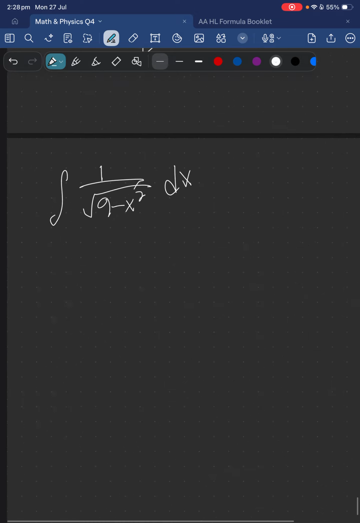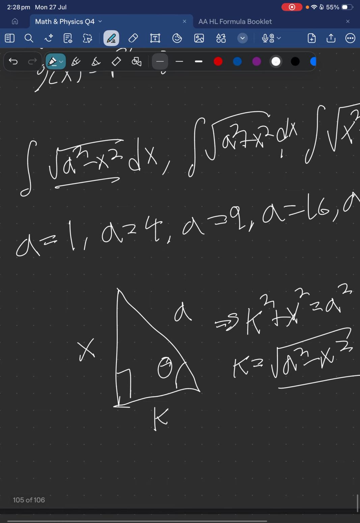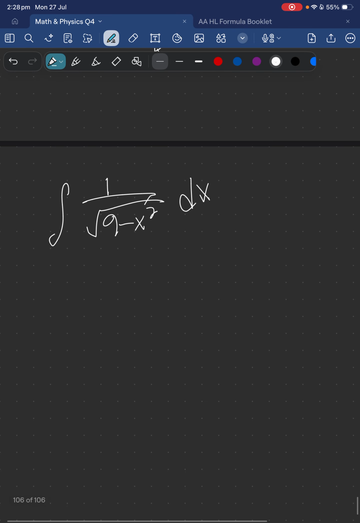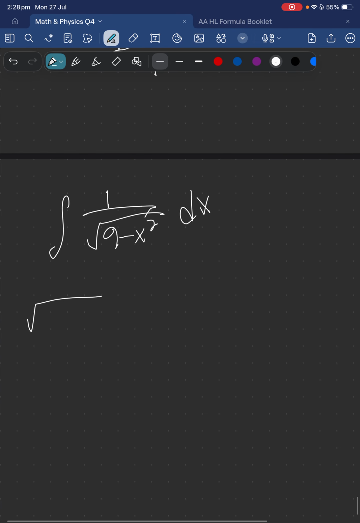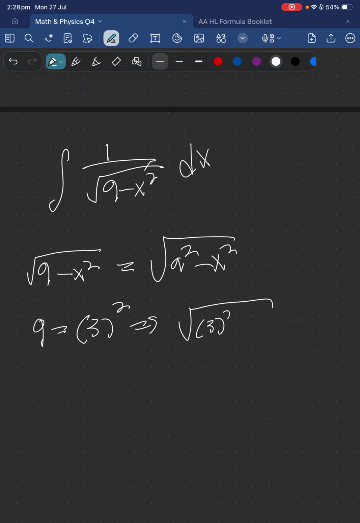Anyways, so we've got this, and 9 minus x squared looks very similar to a squared minus x squared. So we can write the square root of 9 minus x squared is equal to the square root of a squared minus x squared. And you notice how this is a squared. We need to make 9, we need to square root it and then square it. So 9 is equal to 3 squared. Therefore, we get the square root of 3 squared minus x squared.